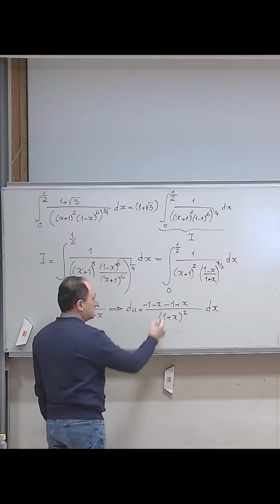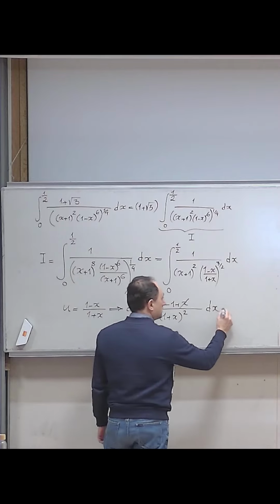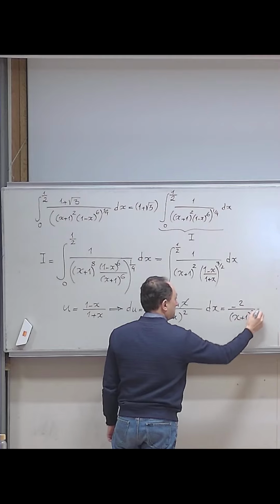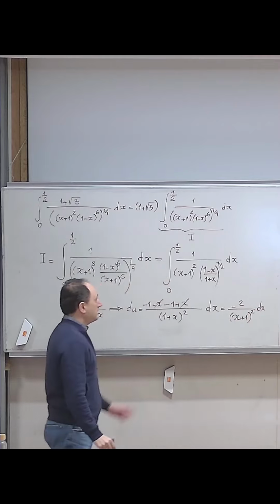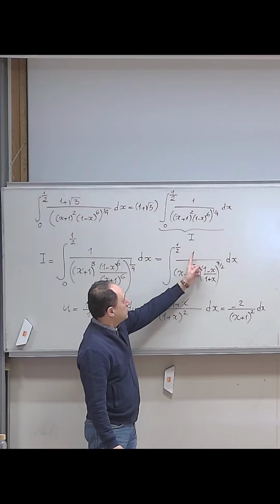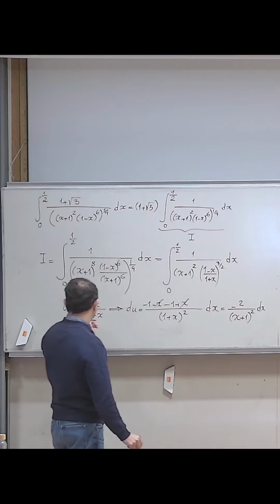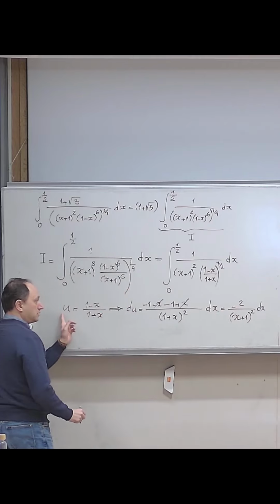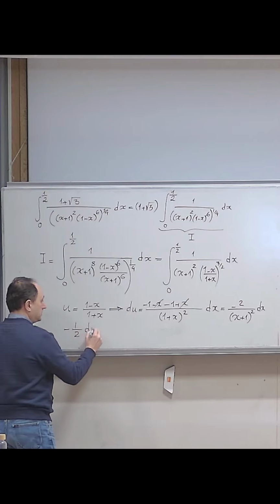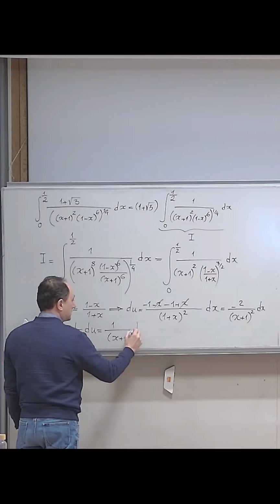And now the good thing is that this minus x and x are gone, so I will get minus 2 over (x plus 1) to the power 2 dx. And that is exactly a good idea, because the only difference here is that I have 1 instead of minus 2. That's a minor problem. I divide everything by minus 2. So this becomes minus 1 over 2 du equals 1 over (x plus 1) squared dx.